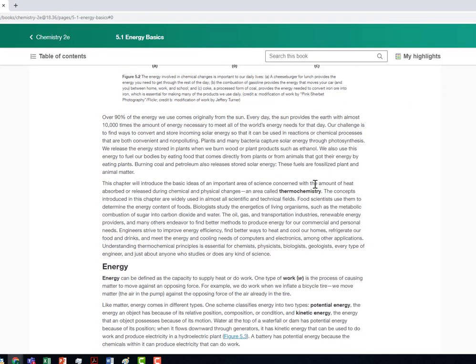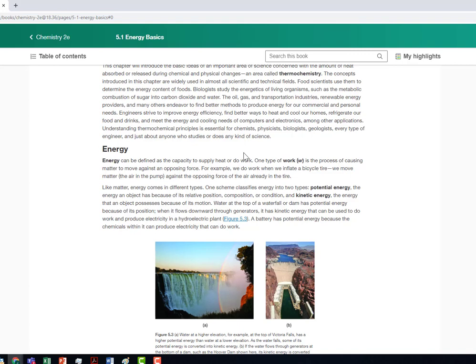So what we'll be looking at in this chapter is something called thermochemistry, and it is an understanding of how heat might be either absorbed or released during chemical and physical changes. It can be thought of as a subset of a larger concept called thermodynamics, and we'll be exploring the rest of the thermodynamics in more detail in the second semester. Energy can be defined as the capacity to supply heat or to do work. Those are introducing two ideas, and we need to discuss what we mean by heat and work.